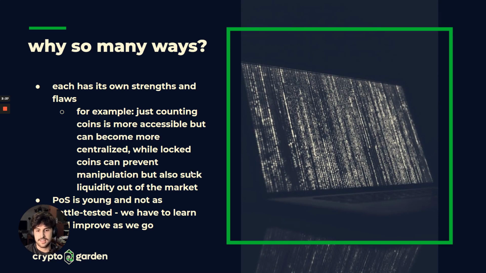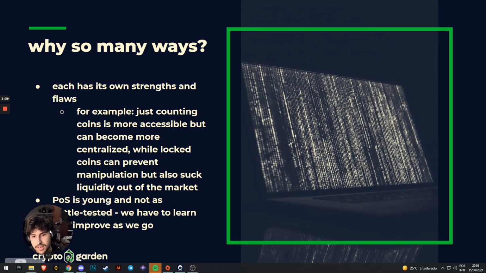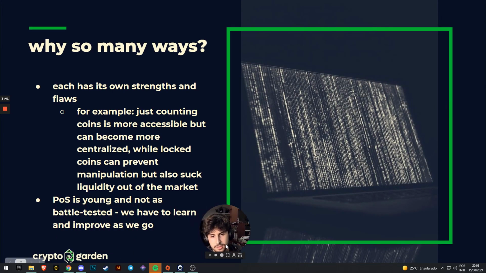Now, again, as I have said, proof of stake is young, right? It's not as old as Bitcoin or as proof of work in general, and it has not withstood as many attacks, and we have not seen if it is as safe as proof of work is.